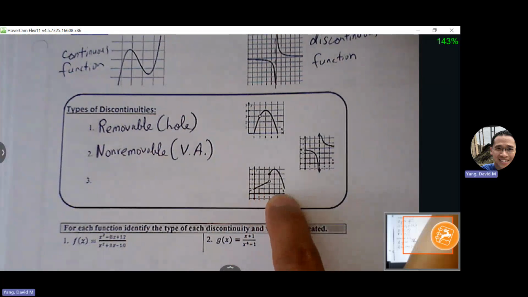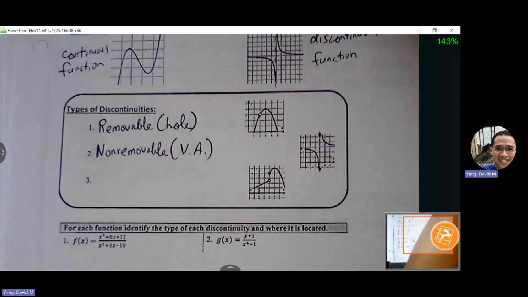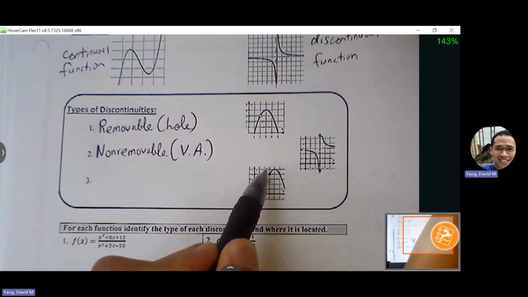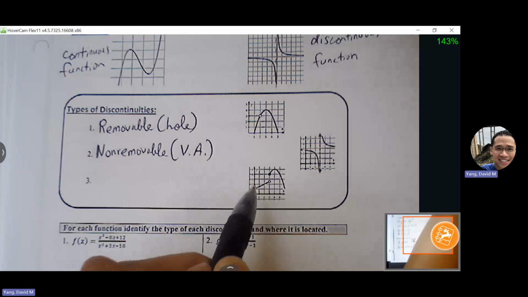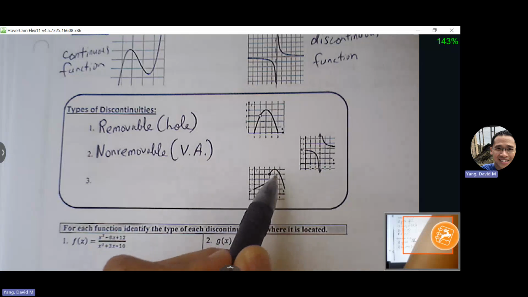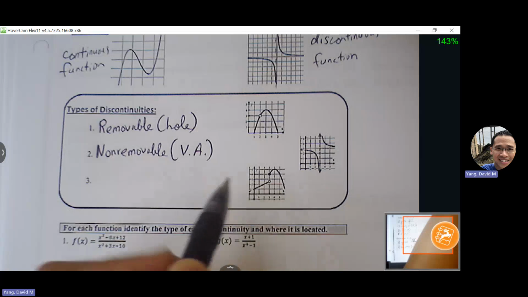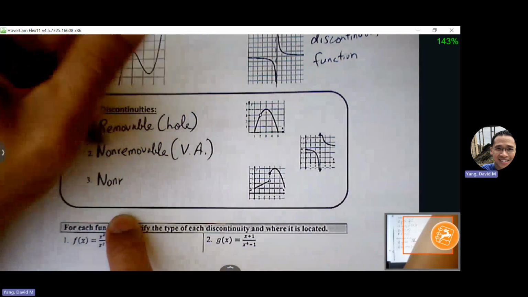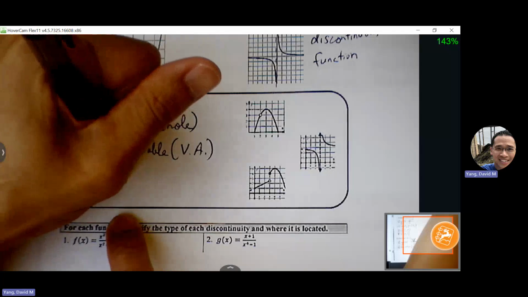Now, if I have separate branches of the graph where the graph is maybe a segment and then it's going to pick up at a different point and then it becomes a curve, this is also a non-removable discontinuity. This is not because of a vertical asymptote. We just call this a jump discontinuity. But it also falls under the category of non-removable.